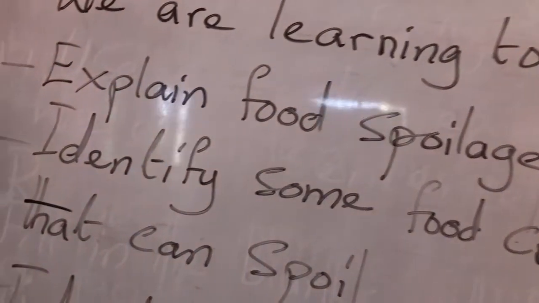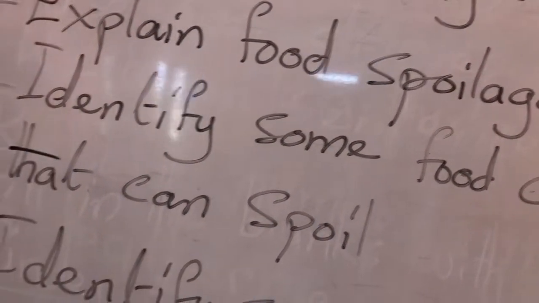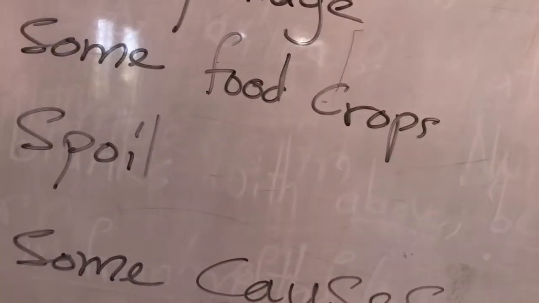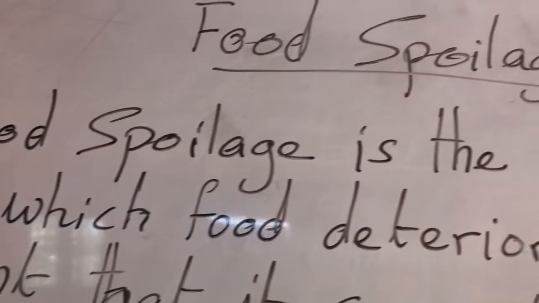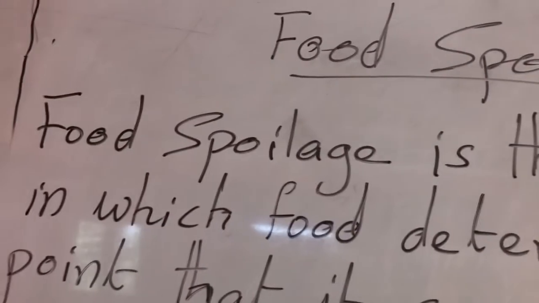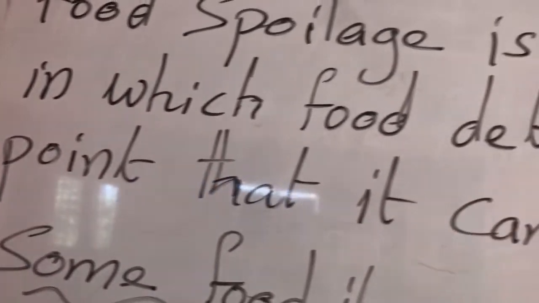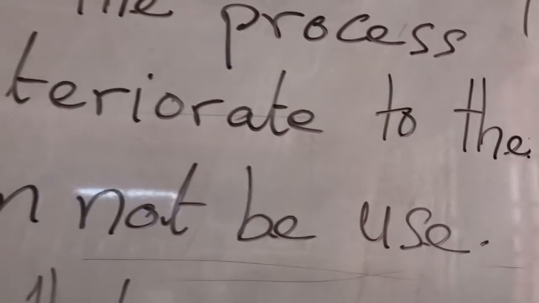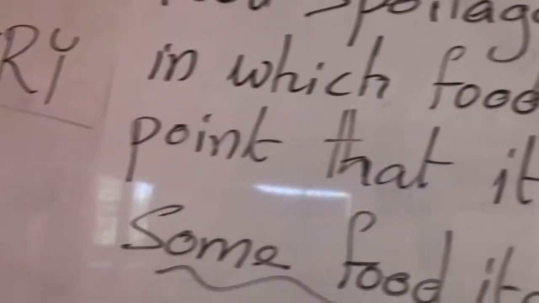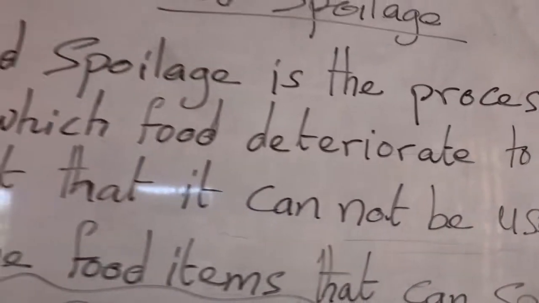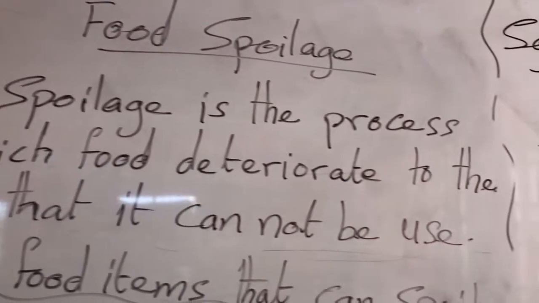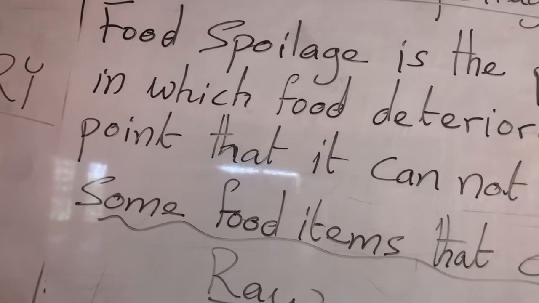Now, let's quickly explain what the term food spoilage means. Food spoilage is a process in which food deteriorates to the point that it cannot be used. Why am I saying so? Sometimes in our daily activities with our foodstuffs, we realize that storage is one of the major problems we face at home. We are not able to store our food crops well, hence leading to spoilage.